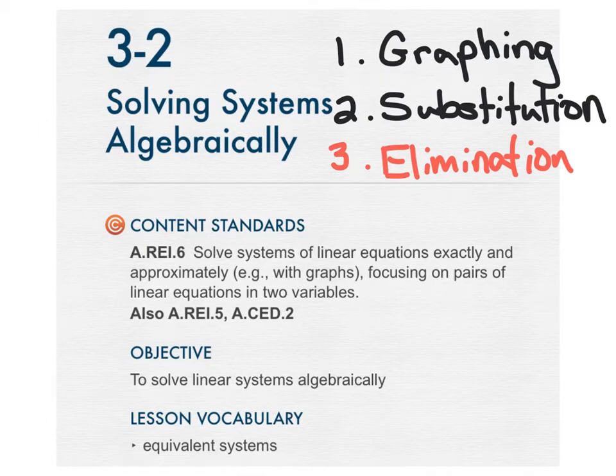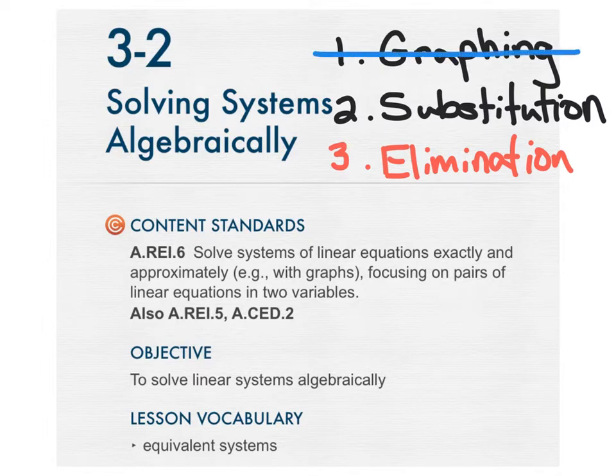All right, gentlemen, today we're going to talk about solving systems algebraically, and we're going to talk specifically about an elimination method. Now, the first method we talked about was graphing, and we want to understand why graphing is not always the best. If you have to get an equation in slope-intercept form, that takes some time, and if it doesn't intersect at an obvious coordinate, it might not be the best method.